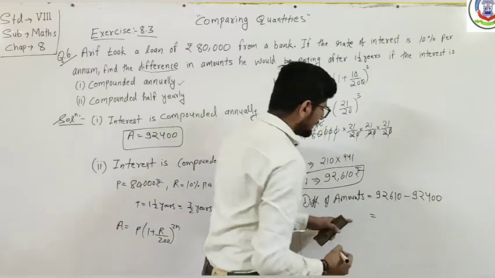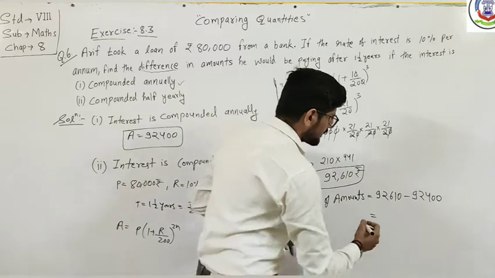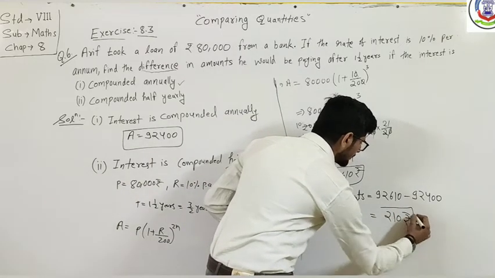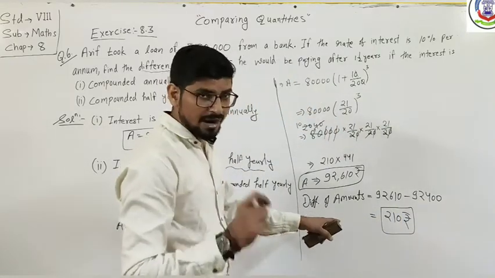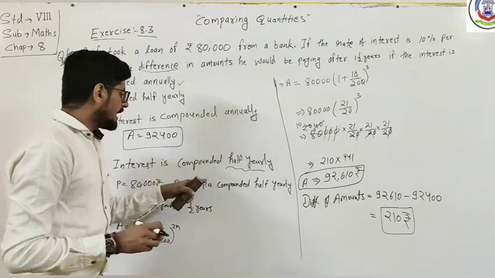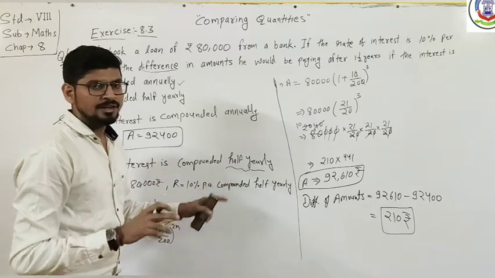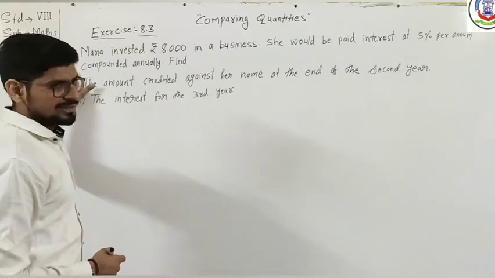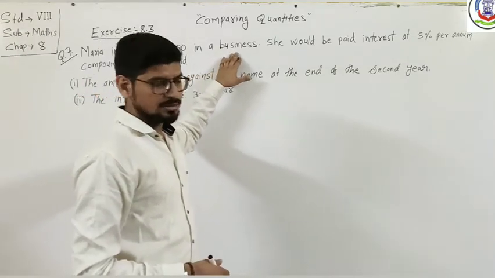Clear? From 92,610 we have to separate 92,400, so we will get 210 rupees. Okay, so this is your difference of amounts when interest is compounded annually and when interest is compounded half yearly. Okay, clear?